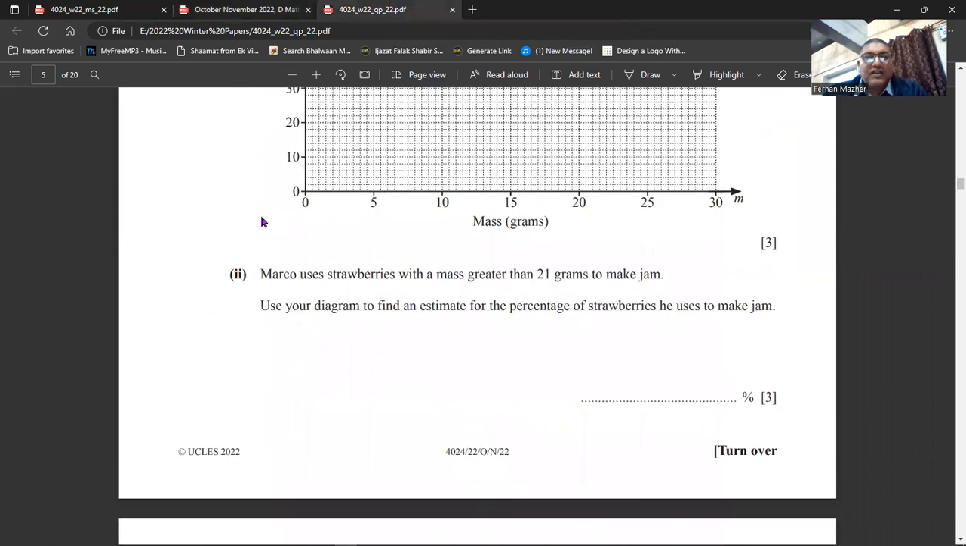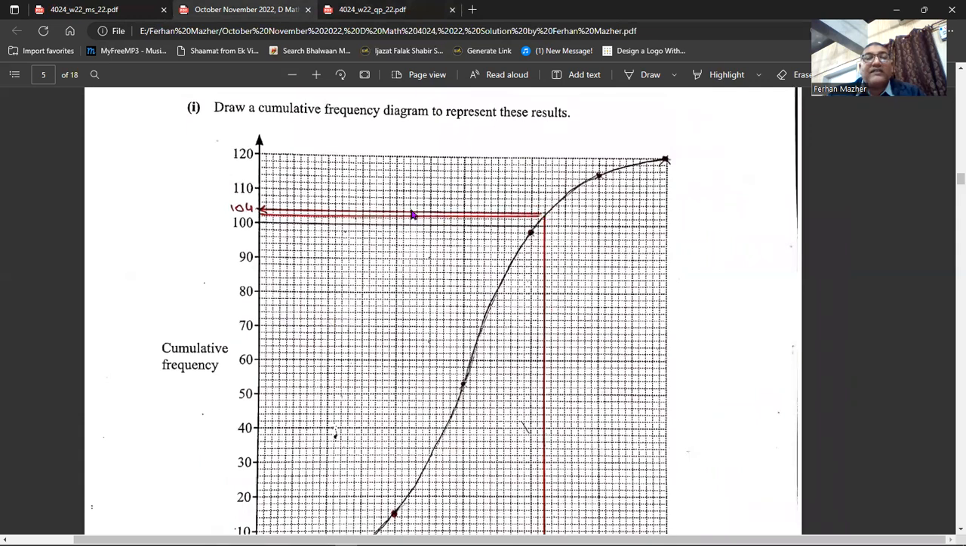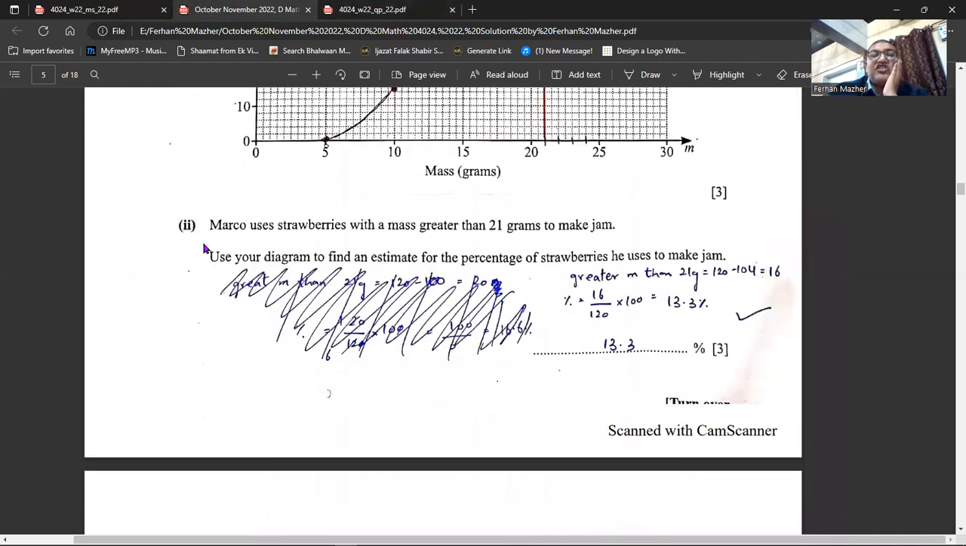Then they say Marco uses strawberries with a mass greater than 21 grams to make jam. Use your diagram to find an estimate for the percentage of strawberries he uses to make jam. So for jam, he will use those strawberries whose mass is more than 21 grams. So here is 21. From here, I will go here. And from here, I will go here. This number is 104. So the strawberries whose mass is more than 21, they will be 120 minus 104. So they will be 16.